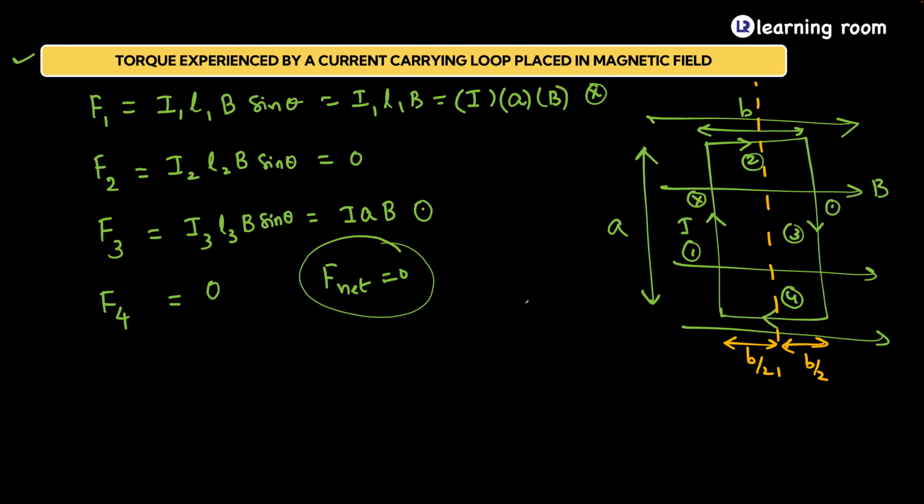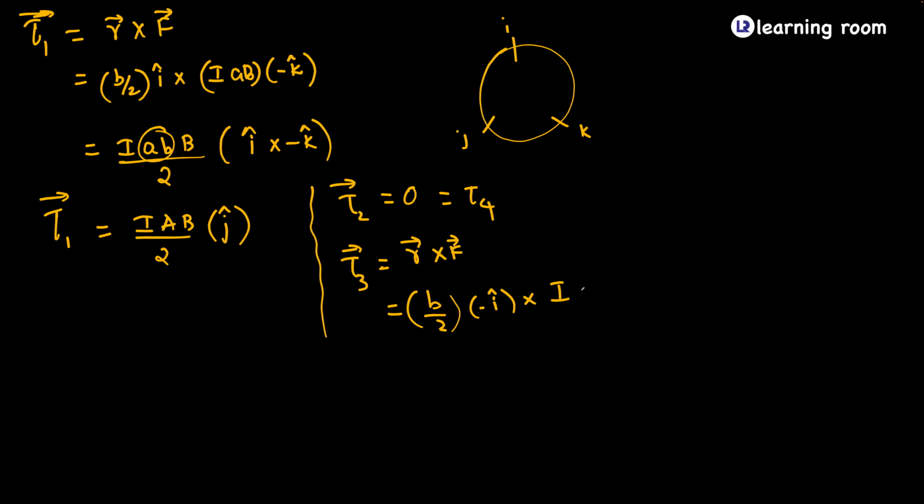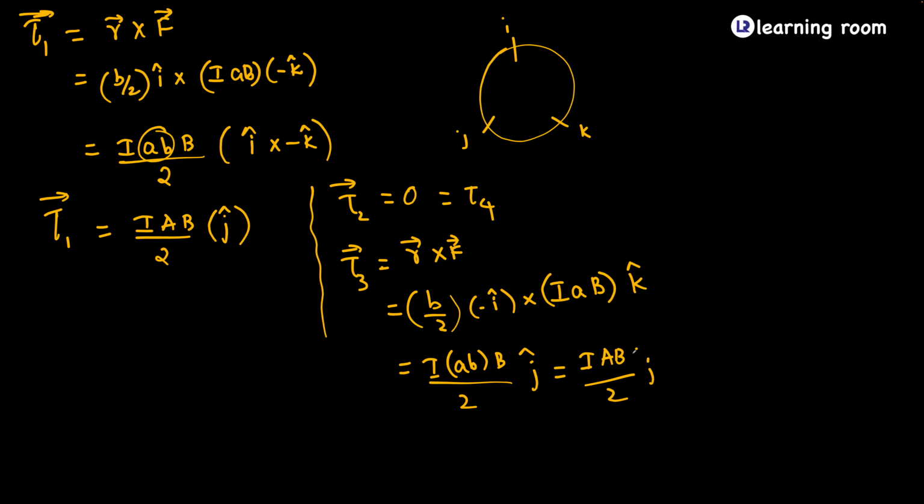When I talk about the force vector, force is coming out. So what is the magnitude of force? IAB, and what is the direction? K cap. So it is going to be IAB in the direction of K cap. So what is going to be the answer? It will be I into AB into capital B divided by 2 into minus I cross K, which is also going to give you J cap. Observe I cross minus K and minus I cross K, they both are the same. So it is going to give you IAB, the whole divided by 2 times J cap.